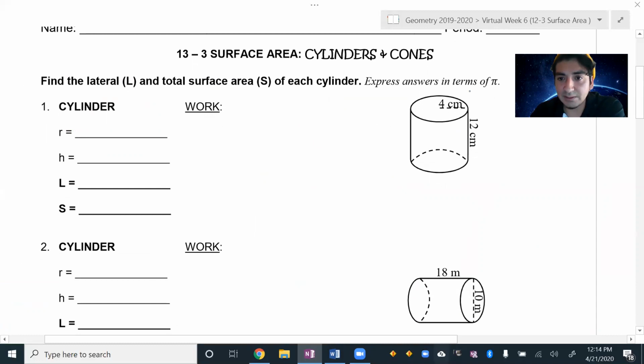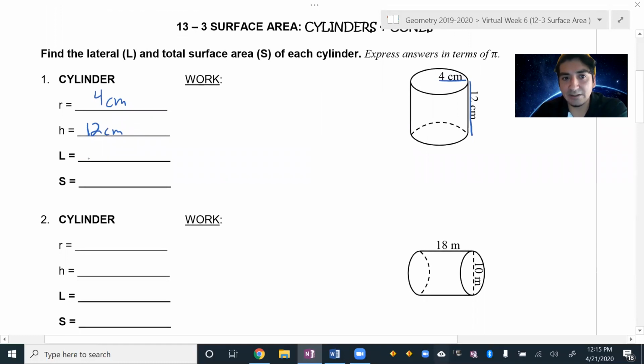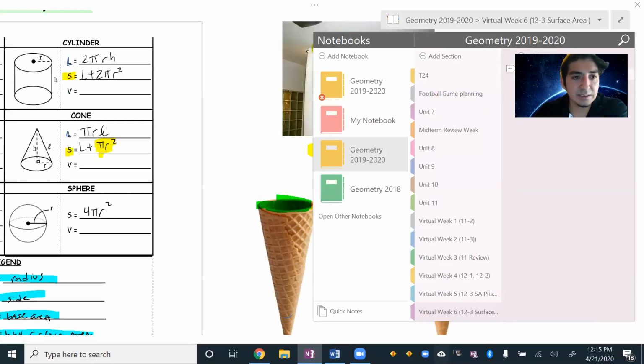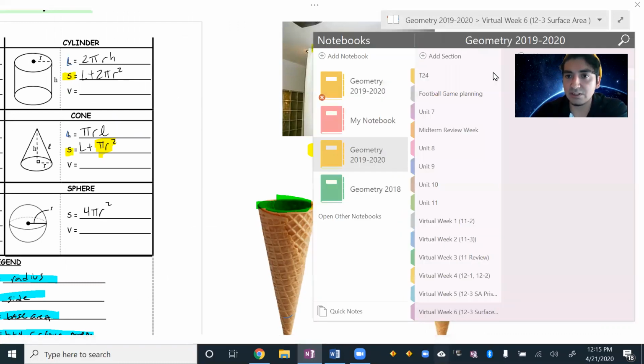For the radius, we have 4 right here, so that's 4 centimeters. And then you have 12 is going to be considered the height. So this is 12 right here. Now, that being said, the lateral surface area, if you go back to the equation over here, with the formula, L is 2 pi RH. So we want to go ahead and use that.